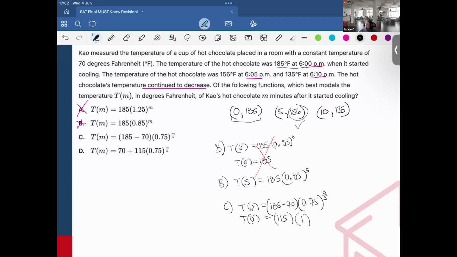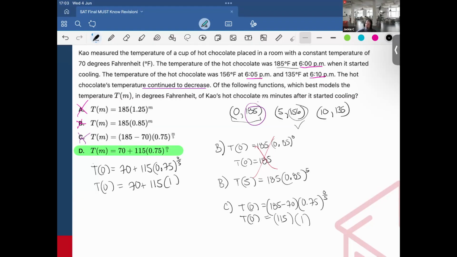Multiplied by 1, which we can see right away it has to be 185, so that one doesn't work. So D must be our winner. But let's double check and be safe per usual. T of 0 is equal to 70 plus 115 times 0.75 to the 0 over 5. This will be 70 plus 115, because anything raised to the 0 is 1. And we get T of 0 is equal to 185 degrees.